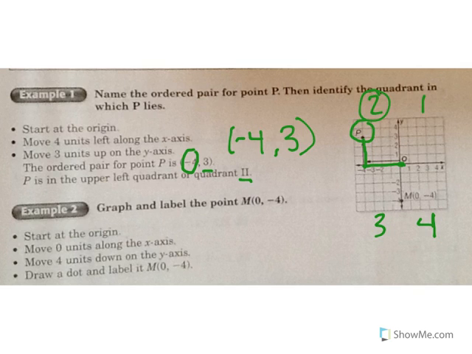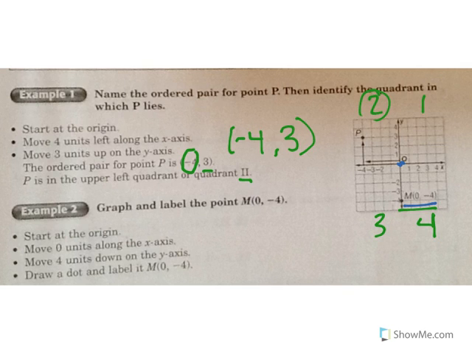So our example 2 says graph and label the point M. And if you notice, it's already labeled for us, but let's figure out how to do this because we're going to have to do this on our own later. So we're going to start at the origin, and I'm going to erase all this so we can focus on M. So let's focus on M here. It says, start at the origin.